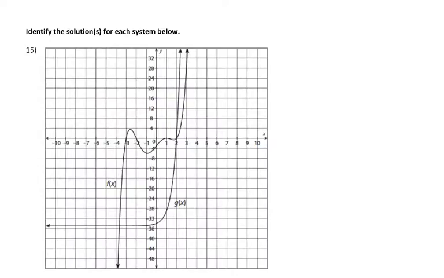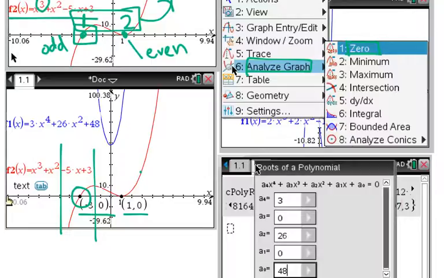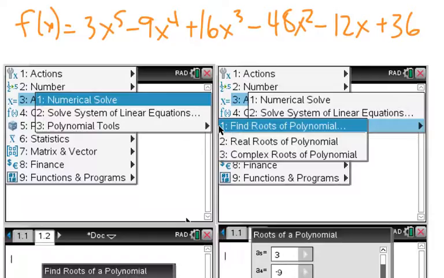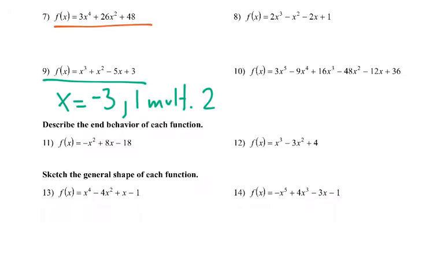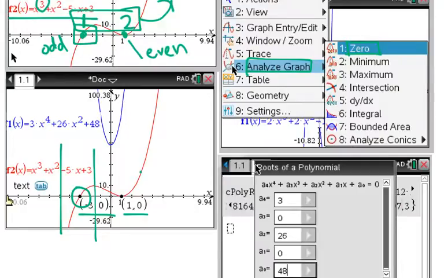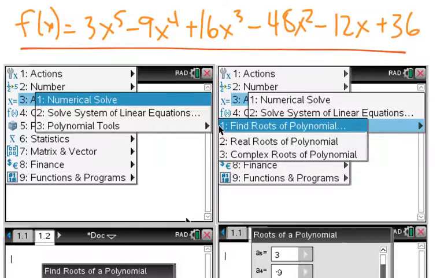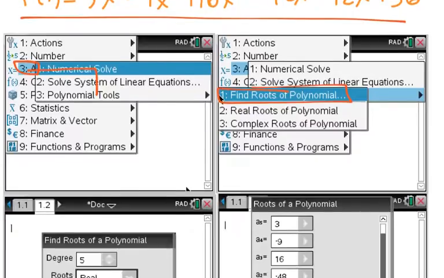Okay? But it didn't work out so well in the other one. So remember, there's another way we can do this. If we open up a calculator, we'll use number 10 as an example to help us with that. So if we click Menu and go down here, it says Algebra, click on that, then we go down to Polynomial Tools, and we can click on Find Roots of Polynomials.